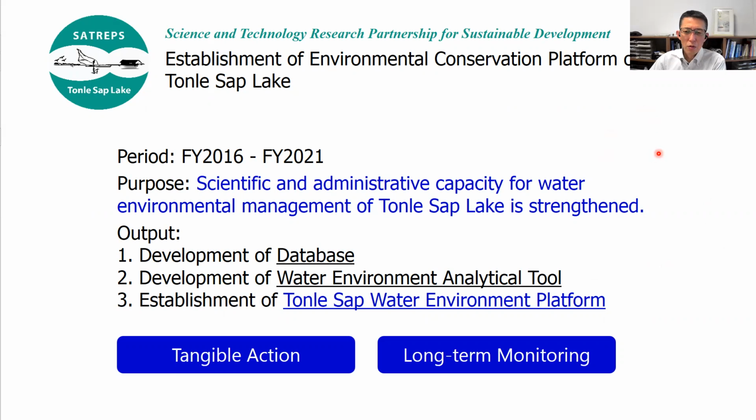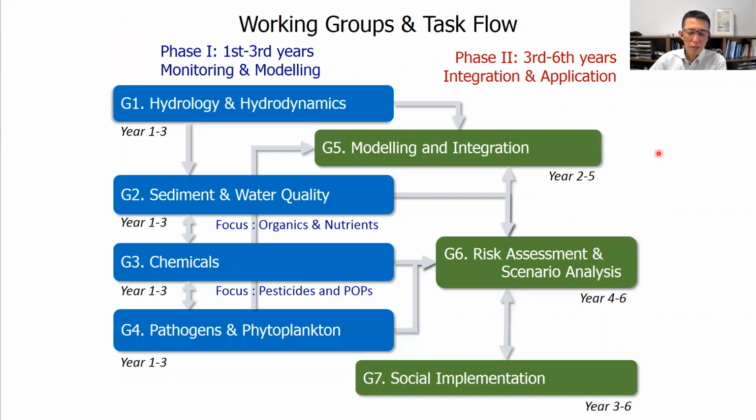To reach this goal, we divided all the member researchers into 7 groups. This flow shows our work and the connection between the groups. In the first phase, the first half of the project, groups 1 to 4 were active. Each group focused on one component in the water environment.